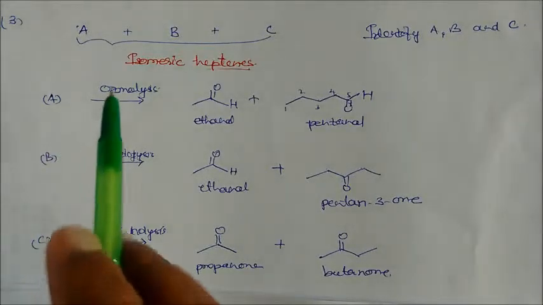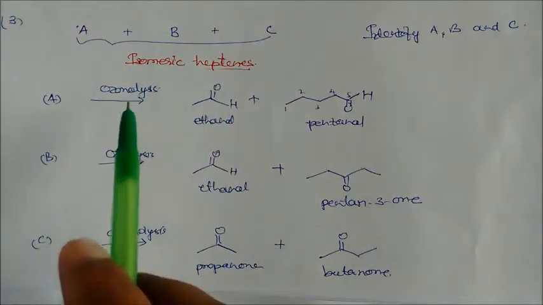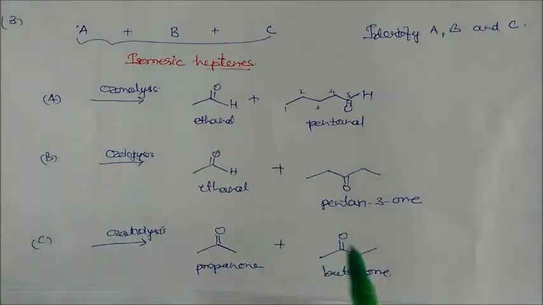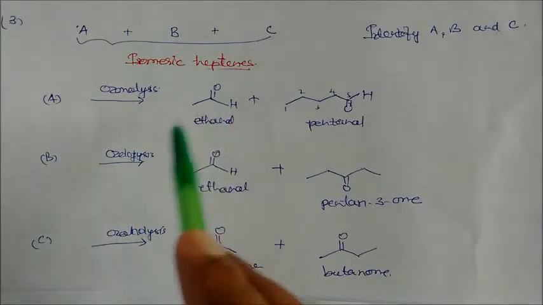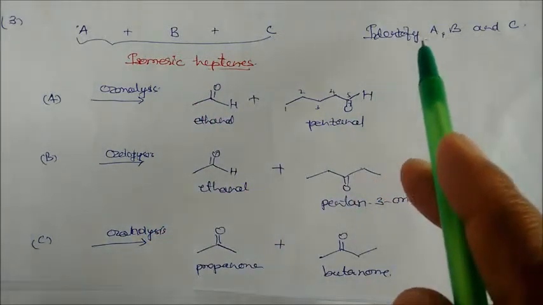Three compounds A, B and C, these are isomeric heptenes. A on ozonolysis gives you ethanal plus pentanal, and B will give you ethanal plus pentan-3-one, and C on ozonolysis will give you propanone and butanone. So these are A, B, C, the different isomeric heptenes. So we have to identify A, B and C.